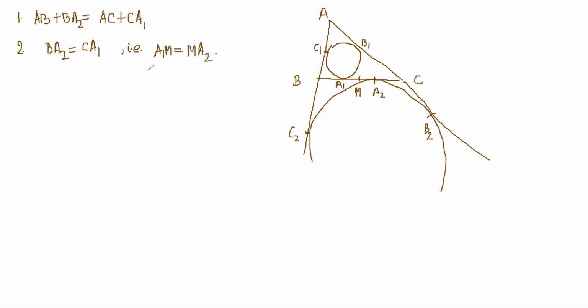So if BA2 is CA1, then AB becomes AC. If we substitute 2 into 1, then we'll get AB is equal to AC. BA2 is CA1, so then it's CA2 only. Okay, BA2 is equal to CA1, he has proved. Okay, so this is what we have to prove first, and then we'll prove the rest.